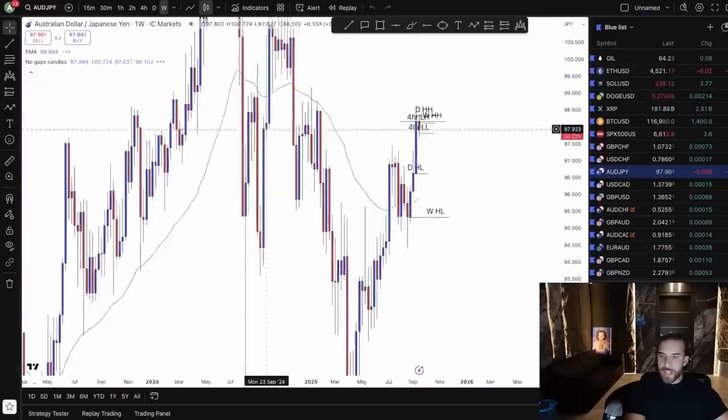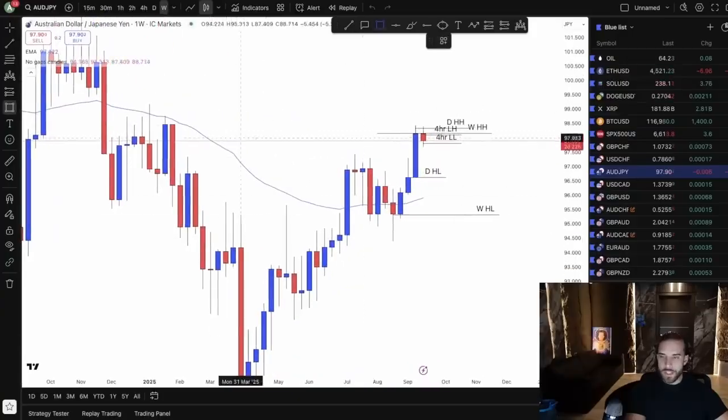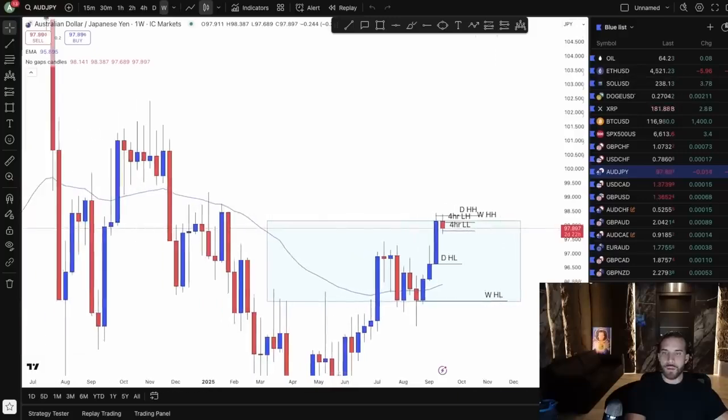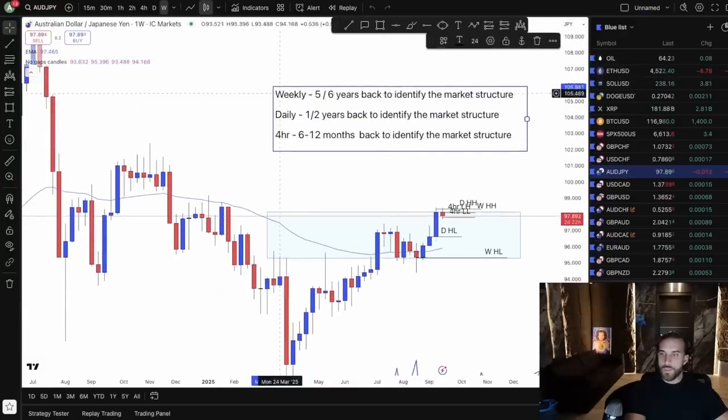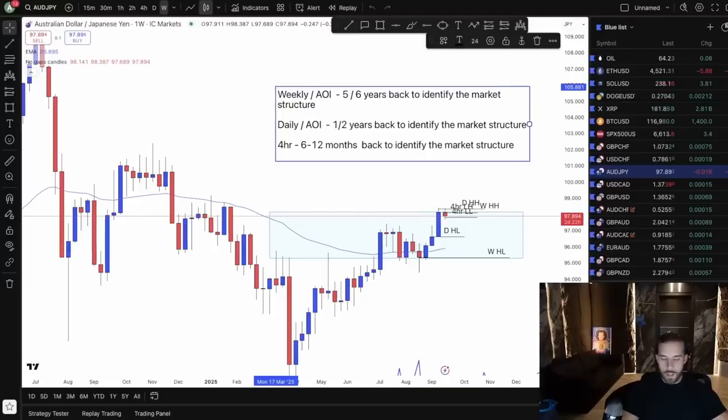If we come here to the weekly time frame, we can only place a weekly area of interest within this higher high and within this higher low. Now, the same exact principle applies as to the trend. For you to identify the area of interest is going to be the exact same thing. So here we're going to do weekly and area of interest, daily and area of interest, 4 hour, there's going to be no area of interest.